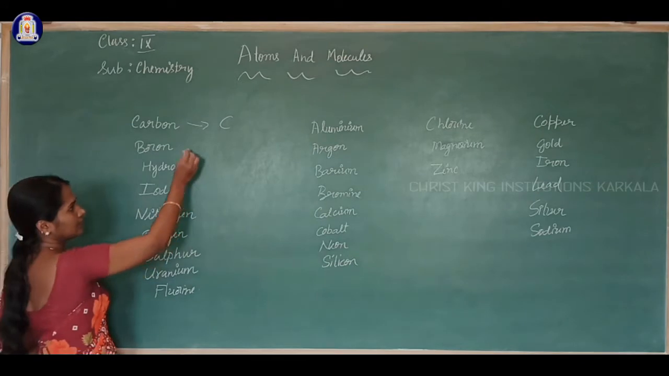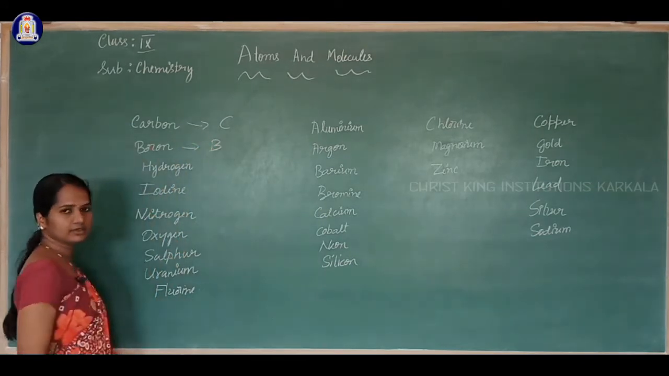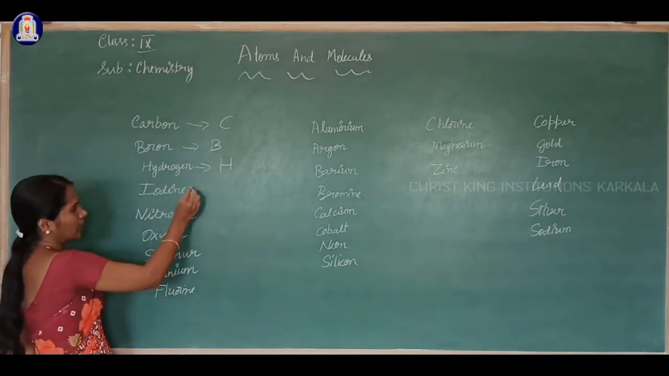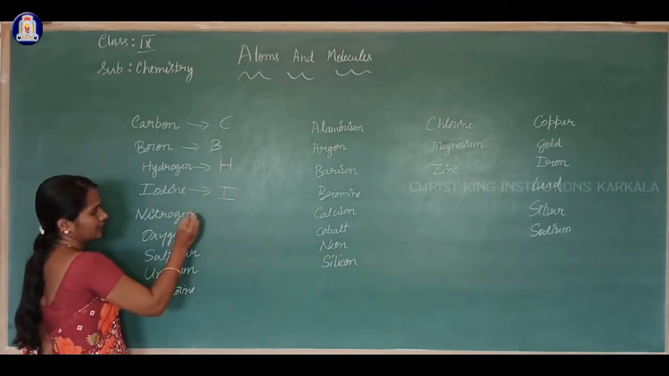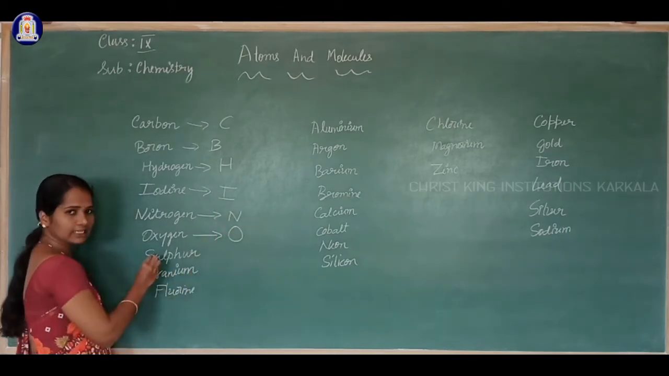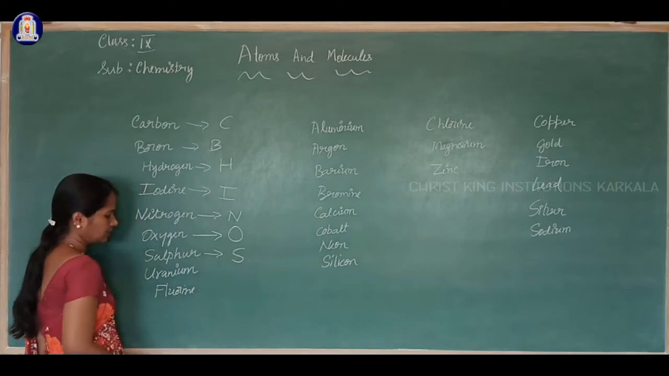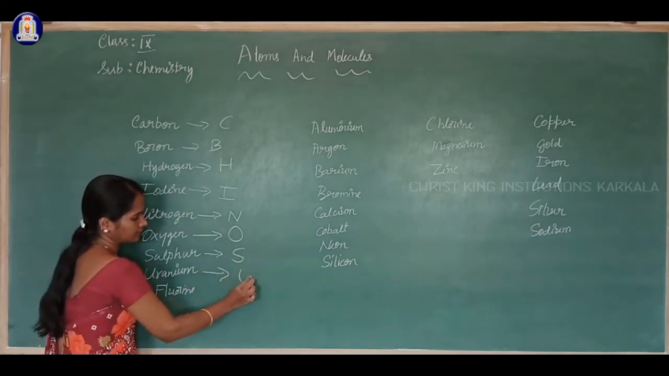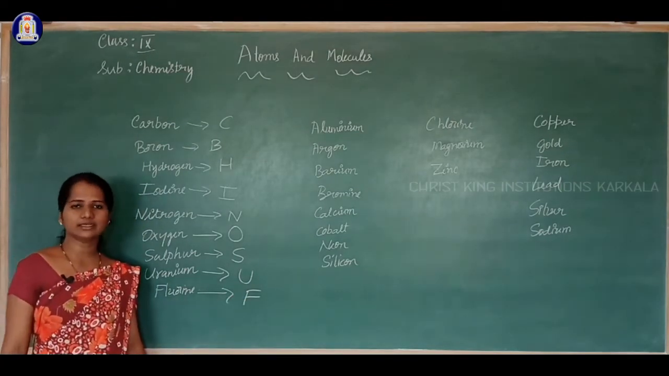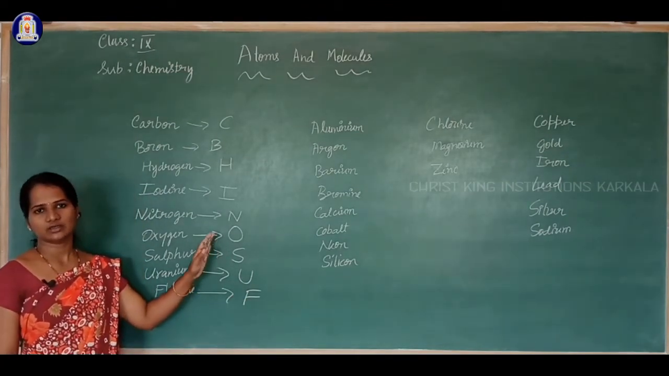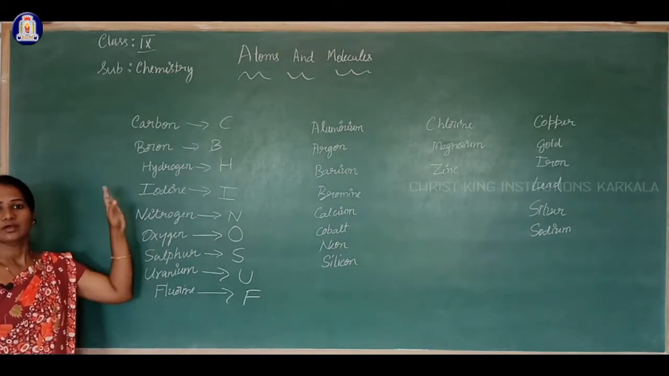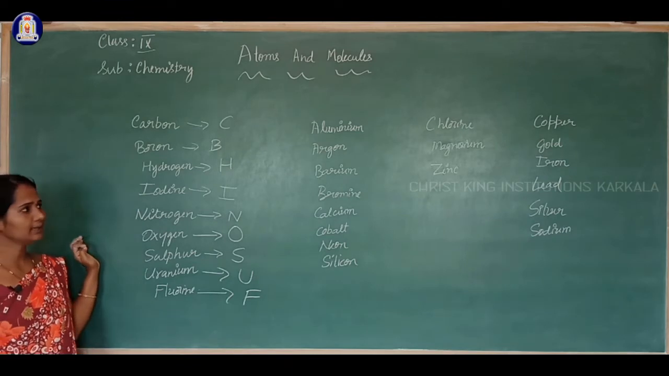For boron, the first letter is B, capital letter B. For hydrogen, we can write capital letter H. Iodine, capital letter I. And nitrogen, capital letter N. Oxygen, capital letter O. Sulfur, capital letter S. Uranium, capital letter U. And fluorine, capital letter F. We can use the first letter from their English alphabets. The first letter can be used to represent the atoms or the elements.